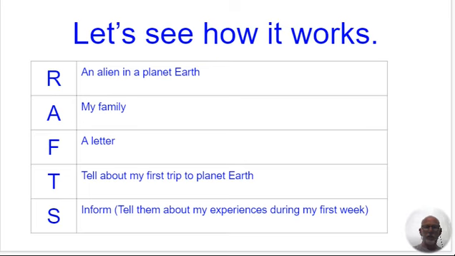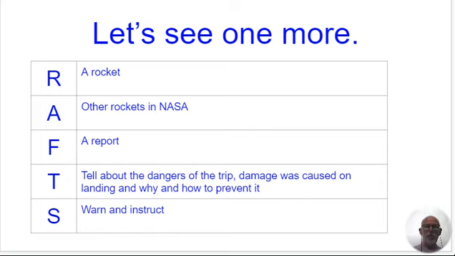Let's have a look at another possibility. Let's see one more. Maybe I'm the rocket. My role is the rocket. And my audience are other rockets in NASA. Maybe my format would be a report. And the task, I want to tell them about the dangers of the trip. Damage was caused on landing, what damage was caused and why and how to prevent it. So my strong verbs here are to warn and to instruct.